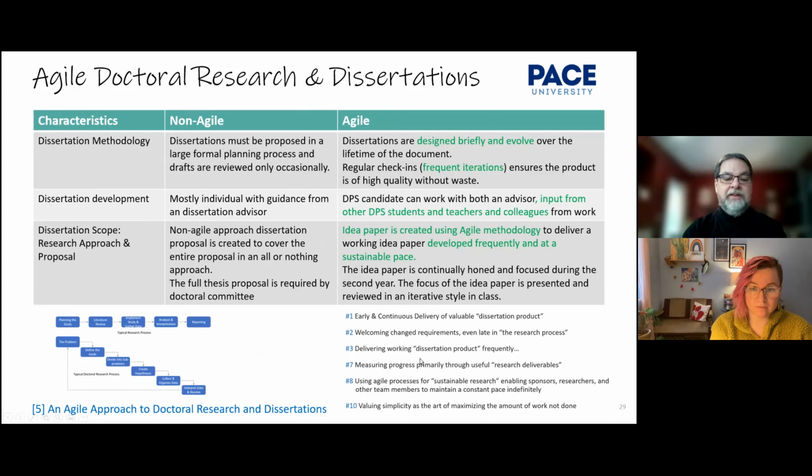Now, these are some of the things I just put down at the bottom, referring back to things I've talked about earlier. And they're really focused on these 6 principles, which is, early and continuous delivery. And I inserted the words dissertation product, welcoming changing requirements even late in the research process, delivering working dissertation product frequently, measuring progress primarily through useful research deliverables, using agile processes for sustainable research, enabling sponsors, researchers, and other team members to maintain a constant pace indefinitely, and valuing simplicity as the art of maximizing the work not done.